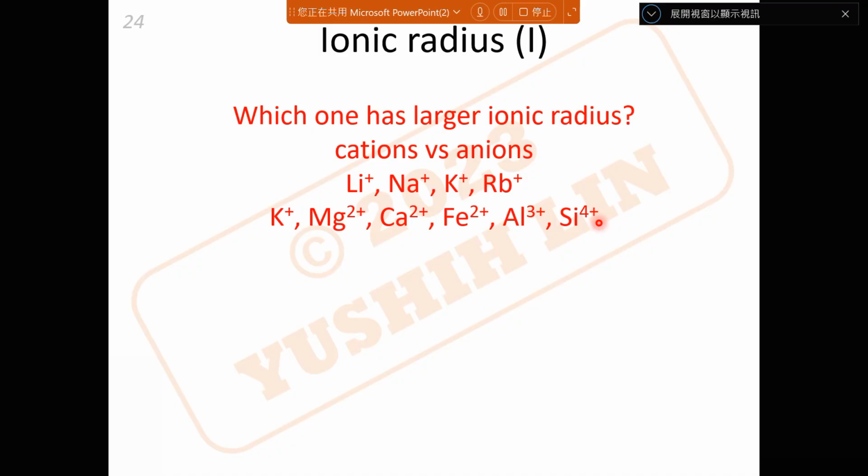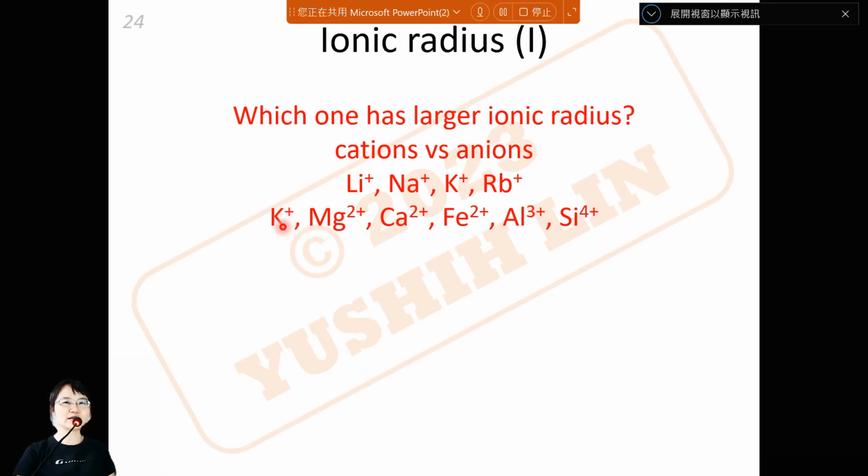Second, lithium in one column. In which order? Rubidium is larger than potassium, larger than sodium, larger than lithium. Rubidium is at the bottom row of the periodic table, so its electron configuration has more shells than lithium, which is at the top row of the periodic table. So rubidium will be larger in radius. Lastly, silicon and potassium, which will be larger in radius? Potassium. Why? They all lose electrons, right?